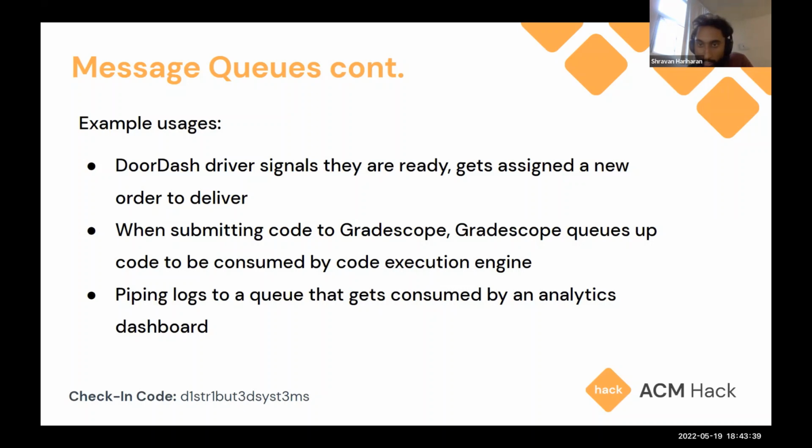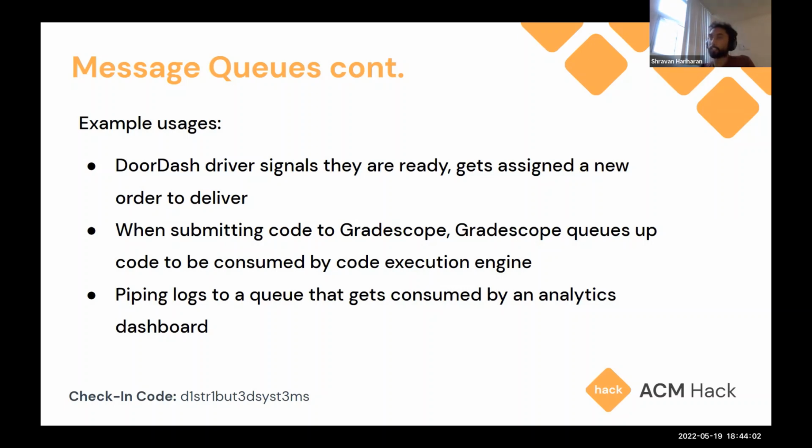And I see a question in the chat. So the code execution engine is the consumer and the students are the producers, right? Yes, that's correct. In each of these examples, we have a different number of producers and consumers. In the Gradescope example, we have multiple producers per one consumer, because having multiple code execution engines is very expensive.